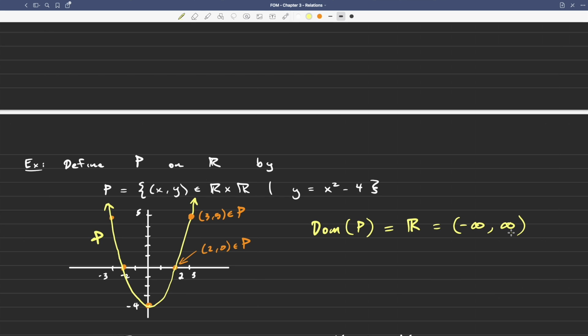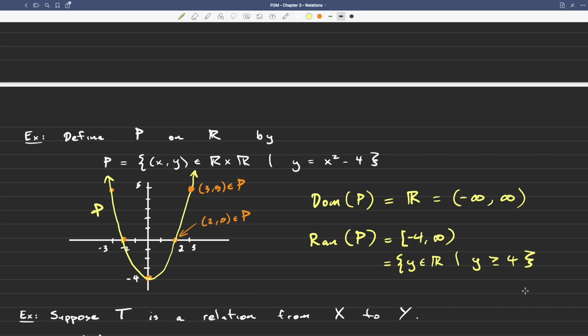How about the range? Well, the range are all of the second components that appear on the graph, all the y components of the points on the graph. So the range of P, well, you can see that the y values on this graph start at -4 and then go upward forever. So the range of P would be the interval -4 to infinity, or if you want to use set builder notation, it's the set of y's in R having the property that y is bigger than or equal to -4.